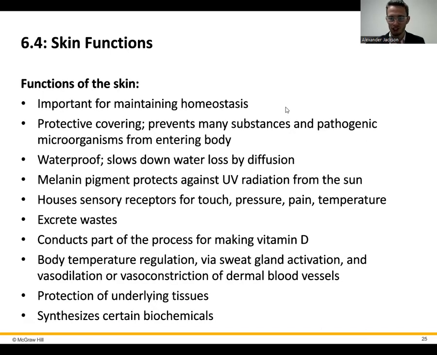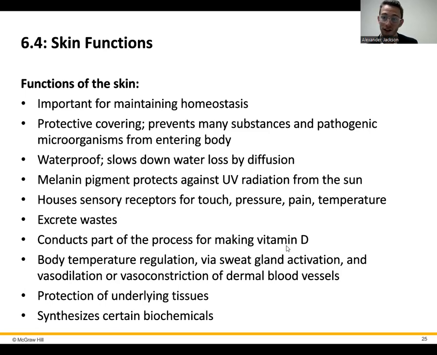Now, everything I just said, you could describe them as functions, right? Think about sweat, maintaining homeostasis for your body temperature. Think of all the protection that I mentioned, right? From the sebaceous glands to the protective layer of the epidermis, protective covering. Waterproofing, boom. Pigment from UV radiation, pressure sensory receptors, right? Excrete waste, didn't really talk about that.